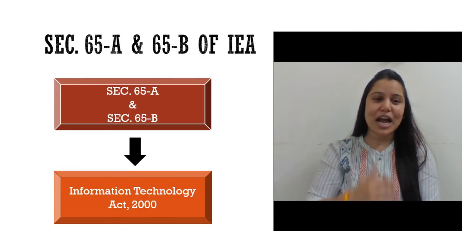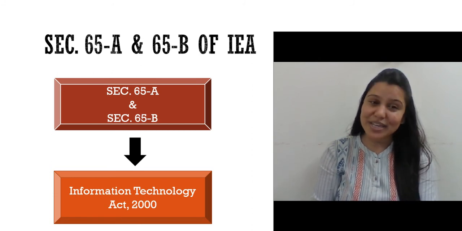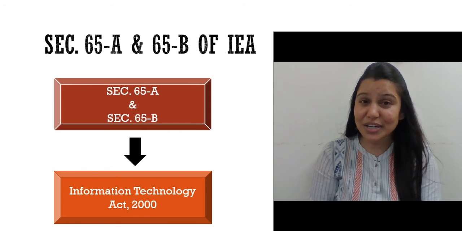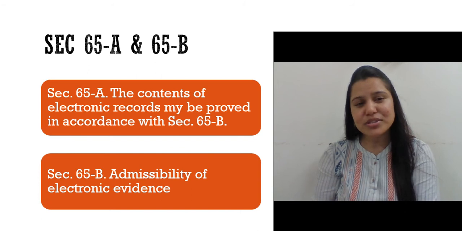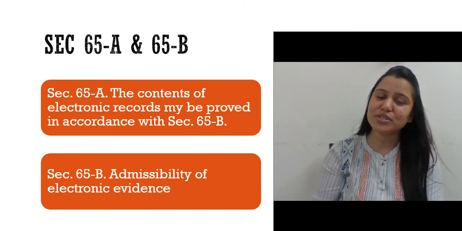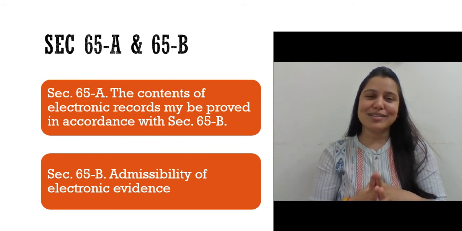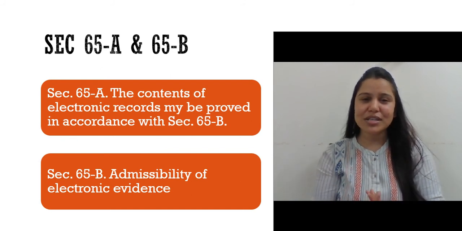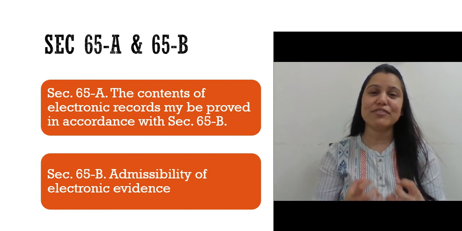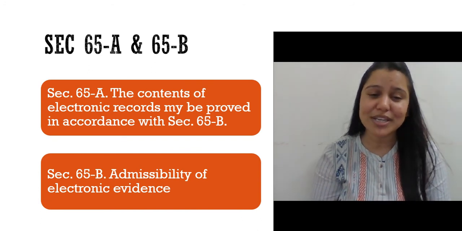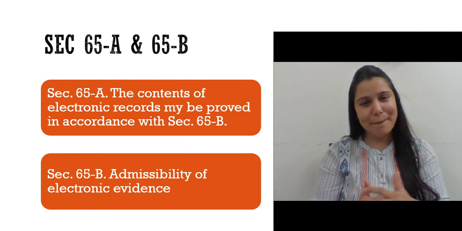Now, there has been an amendment, that is sections 65A and 65B under the Information Technology Act 2000. With the amendment, section 65A states that the contents of electronic records may be proved in accordance with section 65B. Section 65B talks about the admissibility of electronic evidence. So, it is about 65A and 65B.